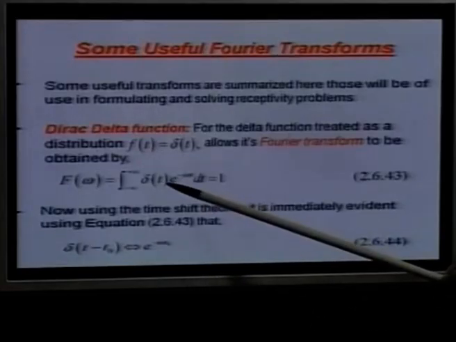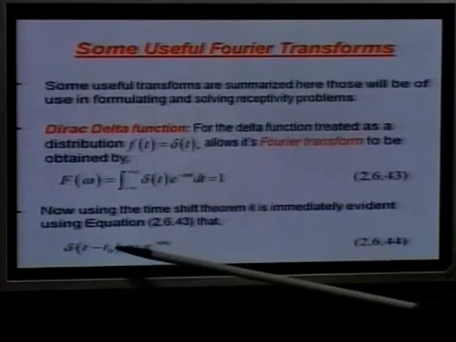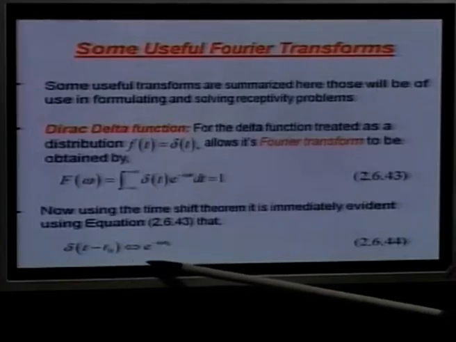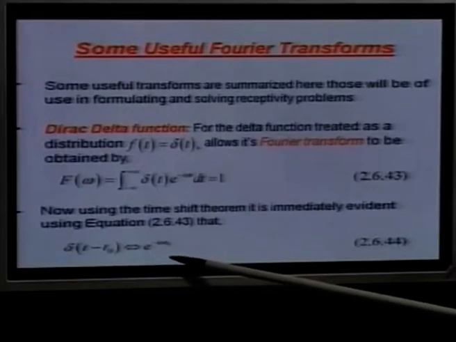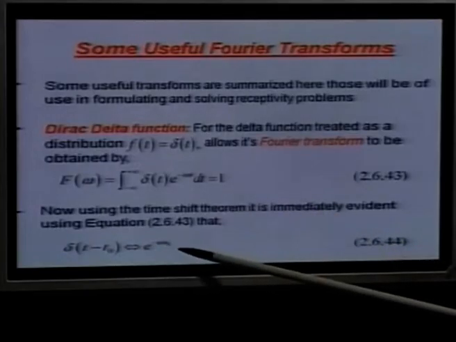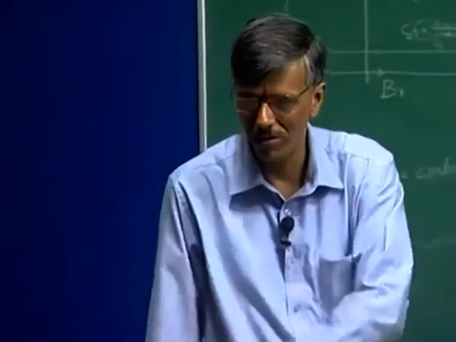Now, what you can do, this was for when the impulse was given at t equal to 0, but suppose I give the impulse at t equal to t naught, then I can use the time shift property. What does the time shift property do? The corresponding transform, instead of 1, will become e to the power minus i omega t naught. This is what we have just written down.